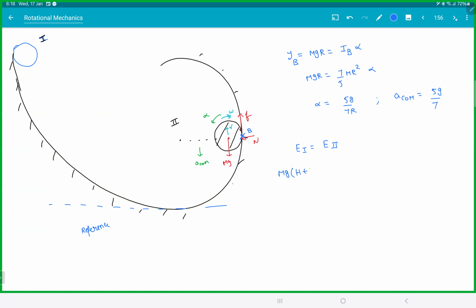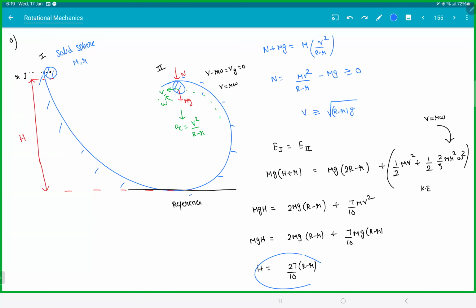Potential energy is mg(h plus r), and the potential energy is mgr because we need the height. This is r only, not the smaller r. That would be half mv square plus half I omega square, that is 2 by 5 mr square omega square. And since it is not slipping, v is equal to r omega. If you solve this, v will come and omega will come. The value of H we know from here. We can substitute that. Okay, that is fine.